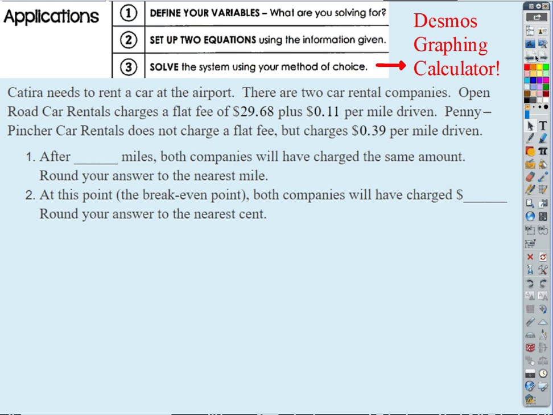Okay, but with word problems, at least we can take some steps to make them easier, right? The big thing with word problems, and this is the most important one, is you gotta define your variables. Once you define your variables, then everything just seems to flow from there.